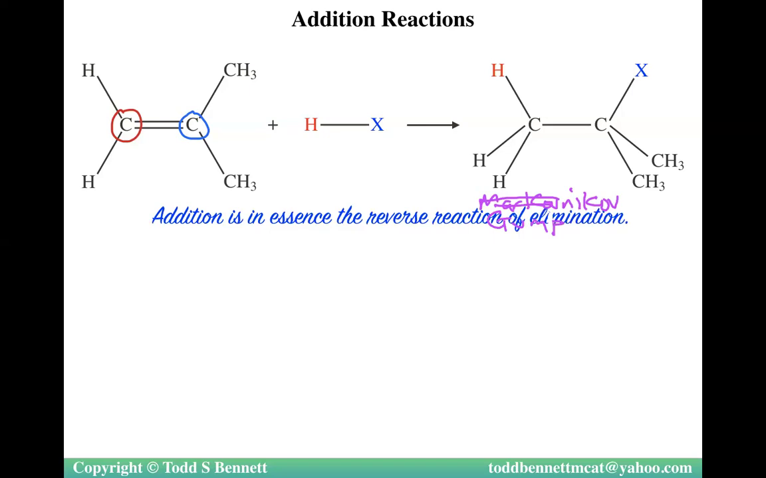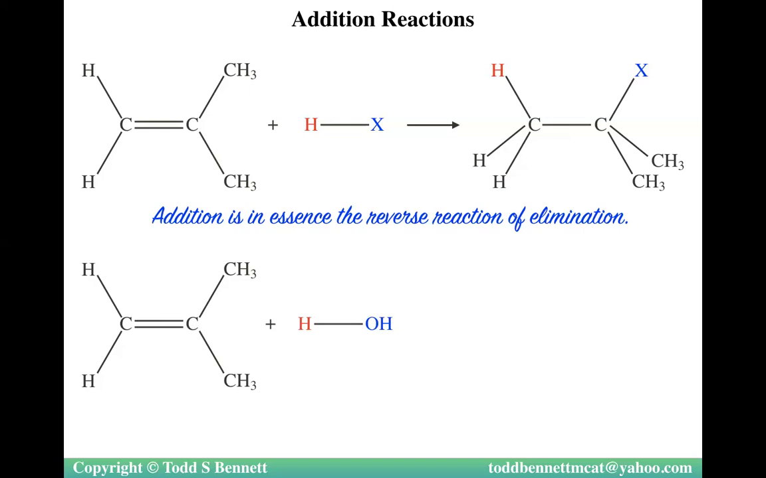Let me get rid of my writing and say addition is in essence just the opposite of what we did with elimination. So with elimination, when this was anti, this H or whatever H I lose is anti to the X, you undergo E2 elimination. Acid-base reaction, if you have acid conditions, then you can protonate this and make it leave, and then those electrons go in. We learned E1 and E2. But elimination, you eliminate the group, addition, you add it back on. So addition in the forward direction, elimination in the reverse direction. Okay, we don't just add H and X, we can also add H and OH, water.